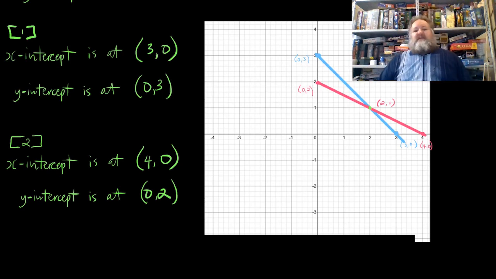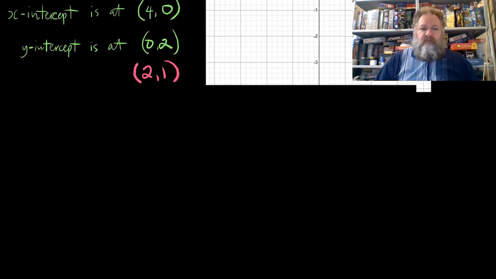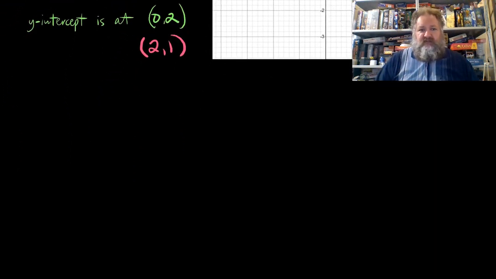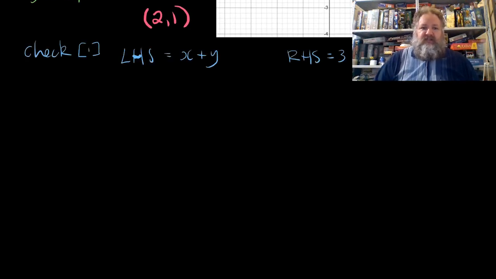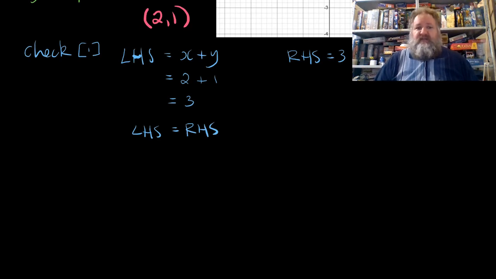Now, in every one of these, we should always check our work. So we know that the point of intersection was at 2, 1. So here's how you do your check. It'll look very similar to the check that we did in the first part of this particular video. I'm going to check for 1. I'm going to work out my left-hand side and my right-hand side for my values of x is equal to 2, y is equal to 1. Here's my left-hand side equals 3, the right-hand side equals 3.